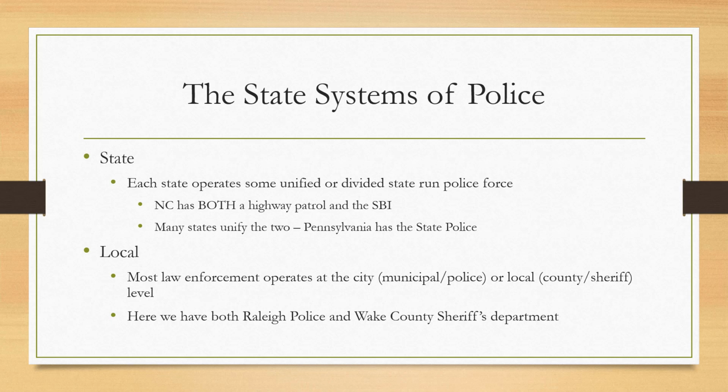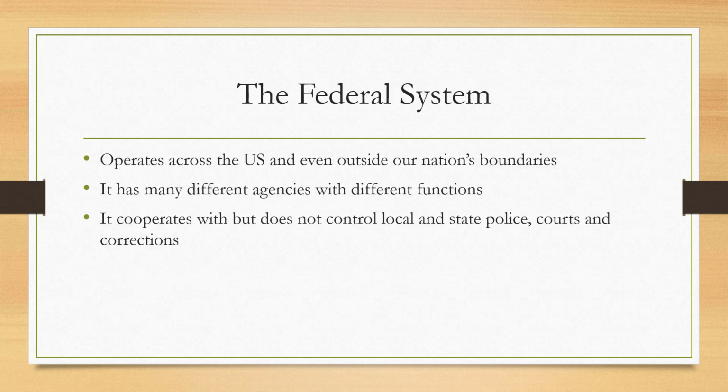So here in Wake County, you've got the Wake County Sheriff's Department, the Raleigh Police Department. Of course, you've got a bunch of the smaller towns too. Cary, Garner, Fuquay, they all have police departments as well. The federal system, of course, operates across the United States, even outside our nation's boundaries, and there's lots of different agencies. We're going to look at many of those agencies when we get to policing.